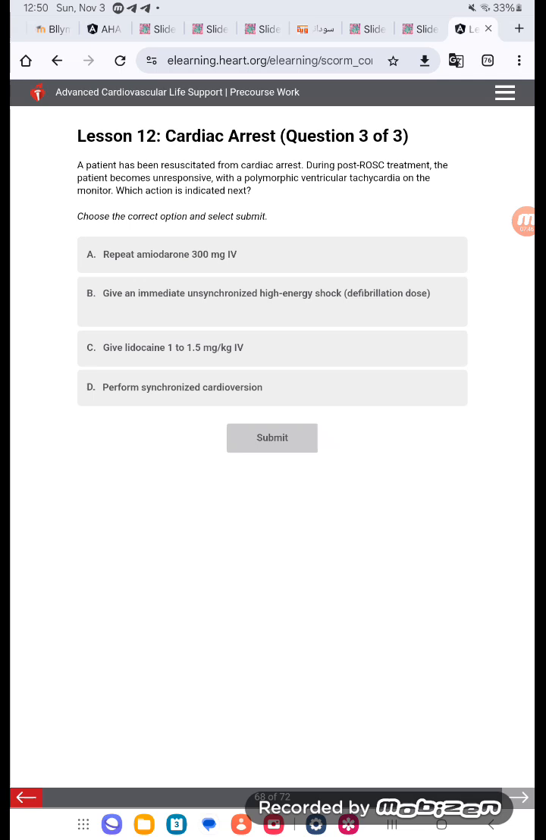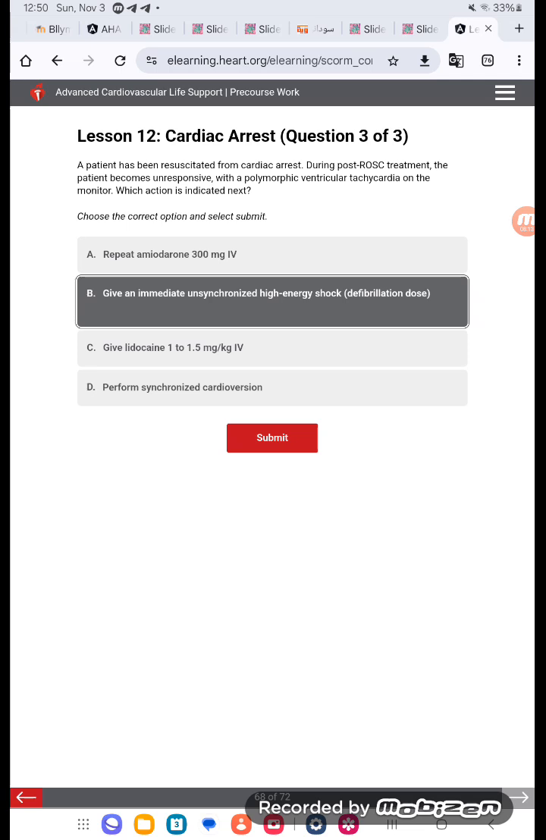A patient has been resuscitated from cardiac arrest. During post-ROSC, or return of spontaneous circulation, treatment, the patient becomes unresponsive. The ECG shows polymorphic ventricular tachycardia on the monitor. Which action is indicated? In a case like this, you should deliver a defibrillator shock immediately.